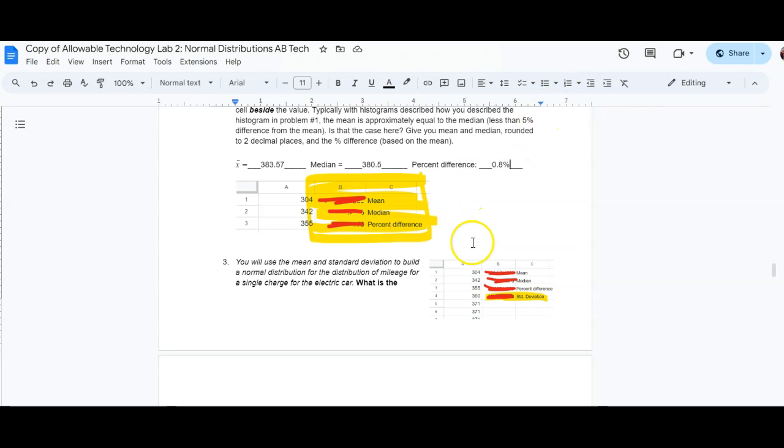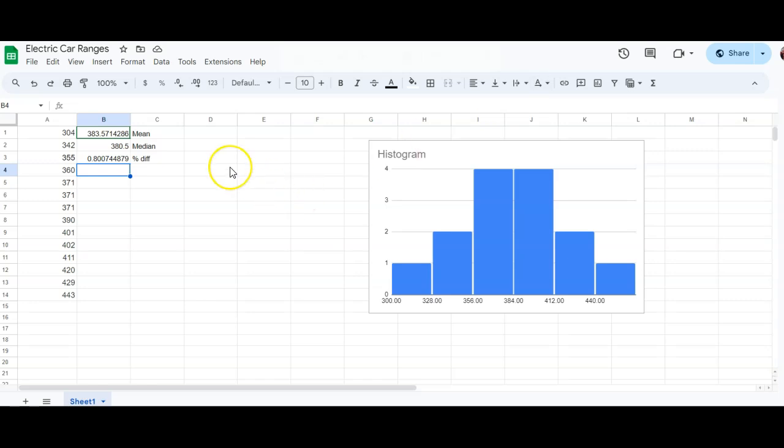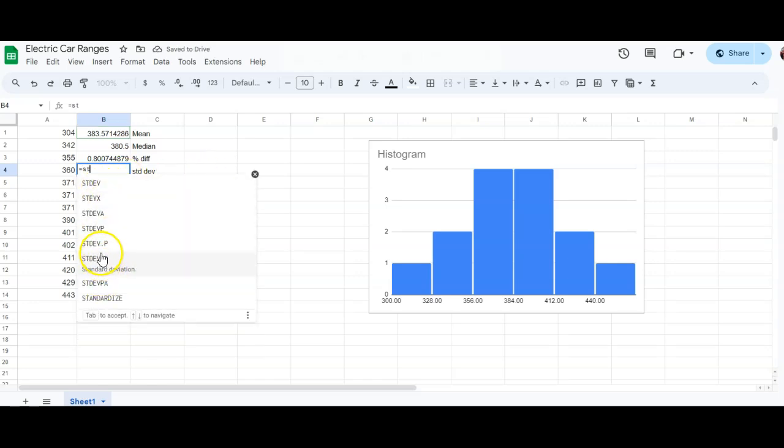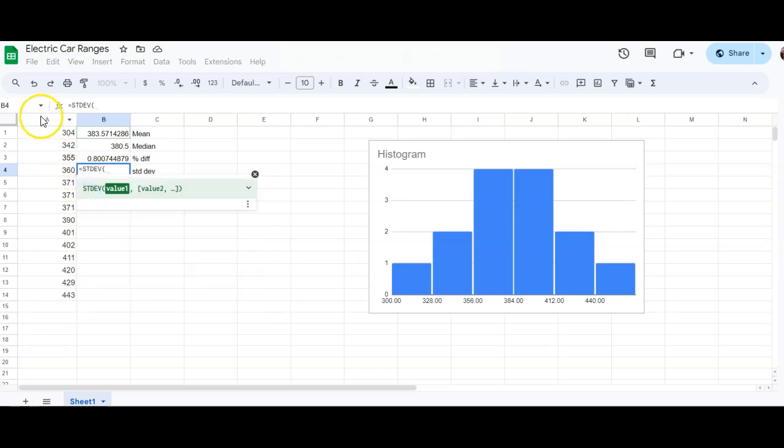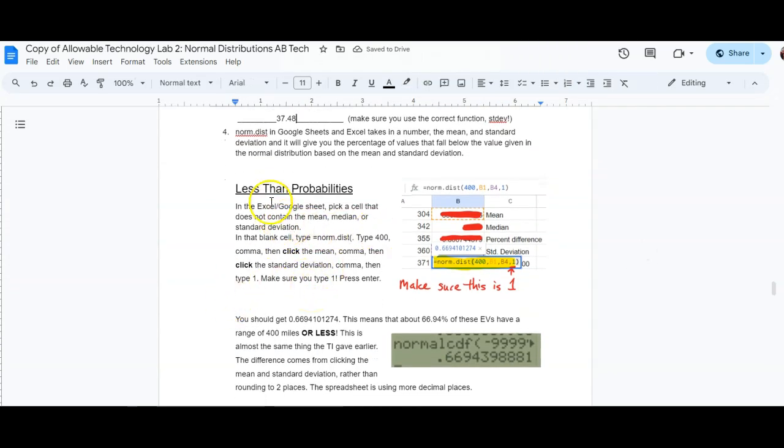All right, we also need the standard deviation. So the next line is asking, what is our standard deviation? On this next line, I'm going to label it STDEV, standard deviation, equals. Remember, we have more than one option. We have these .P, .S. I like STDEV. If you have Excel, I think you have to put the .S or the .P now. But I'm going to use STDEV in Google Sheets. Click the column, and there's my standard deviation. So 37.48 roughly.